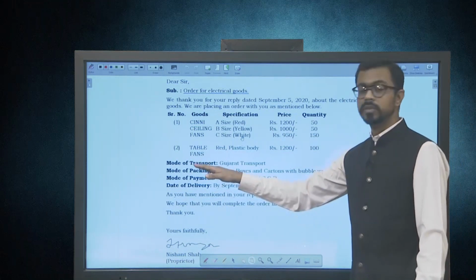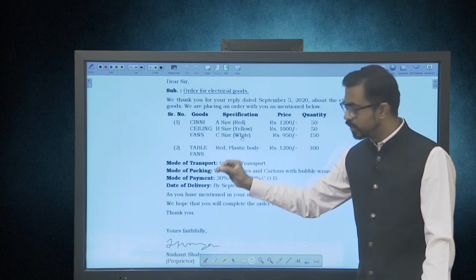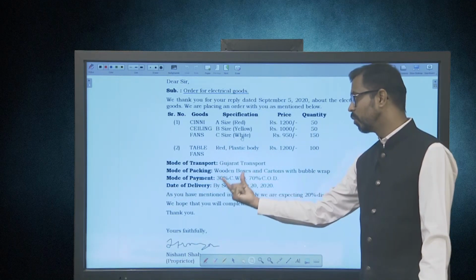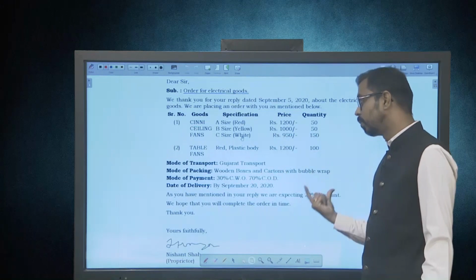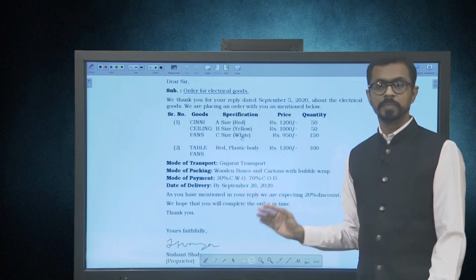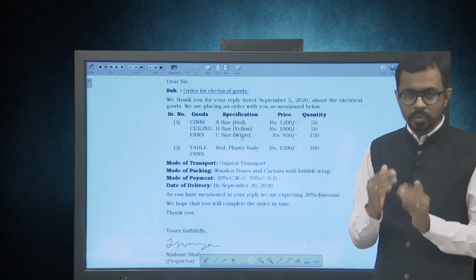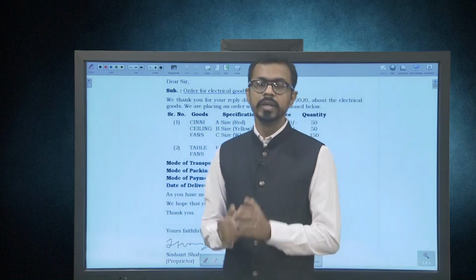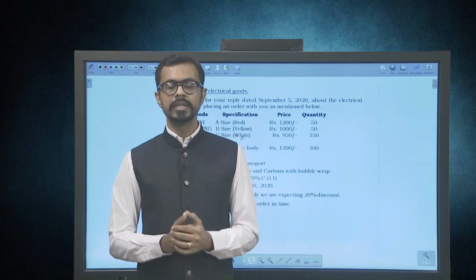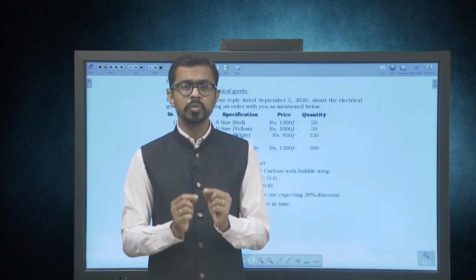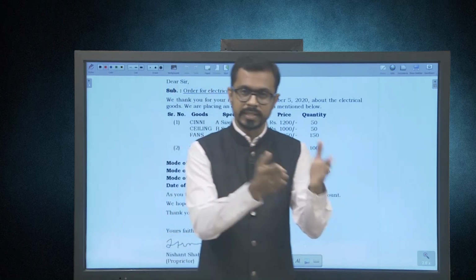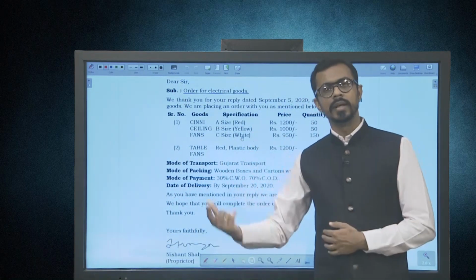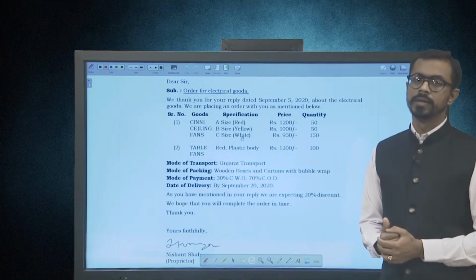Then the other details as well. For example, the mode of transport. We will be sending it through Gujarat Transport. The mode of packing will be wooden boxes and cartons with bubble wrap. Mode of payment, as we had discussed earlier when talking about the inquiry letters, we need to mention the payment details as well. Just when the order is sent, we need to pay one installment and the other when the products have reached.